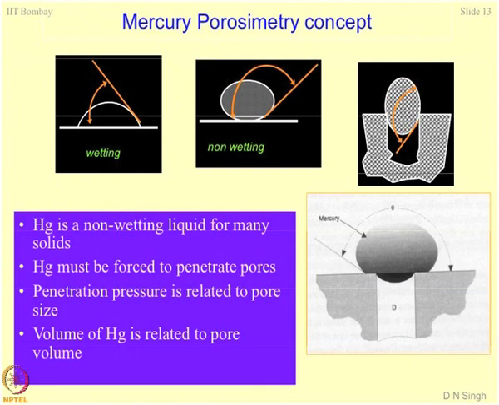Another interesting thing is that the volume of mercury which is going into the pore is directly related to the pore volume. So, here we are showing a pore in this way. This pore could be cylindrical, ink bottle type, slit type or anything as per the previous models.